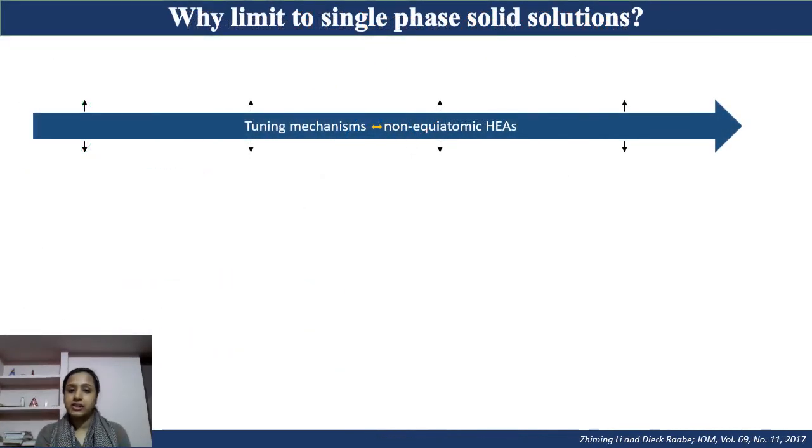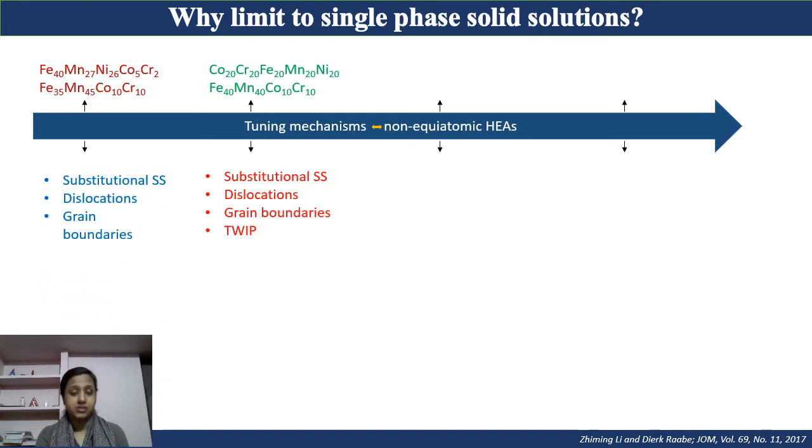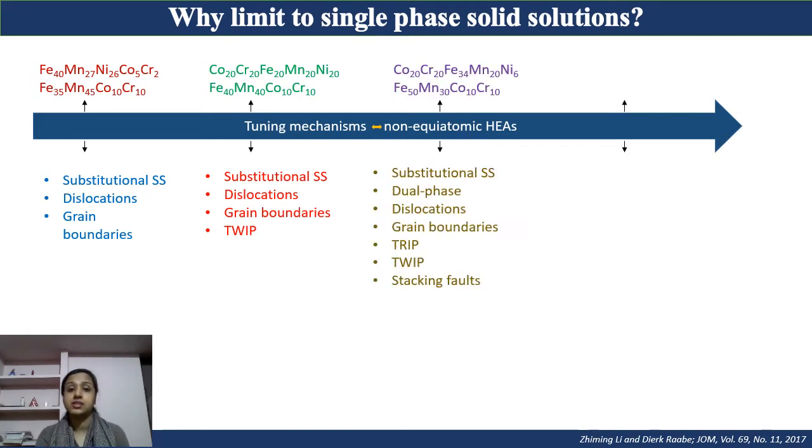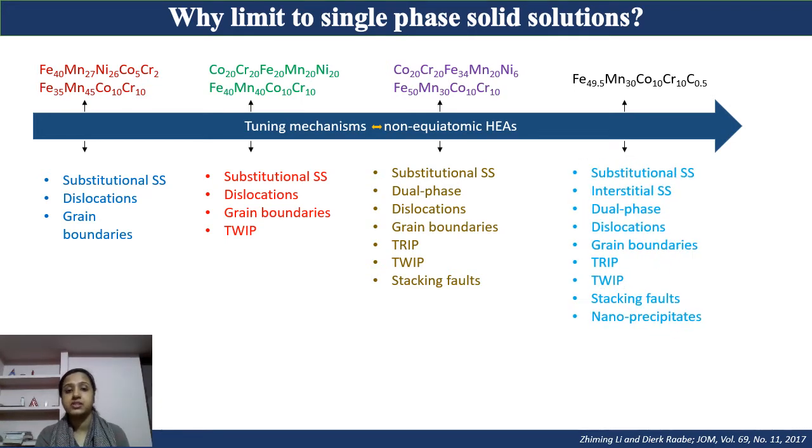Now, when they started, it was limited to single phase solid solutions, but people discovered that if we limit ourselves to single phase solid solutions, we will be limiting the strengthening mechanisms as well as the strain hardening ability of the material. So people with time discovered that it's not just the entropy that determines the single phase solid solution, and we have other parameters that also affect the phase stability of the material. So people started working on non-equiatomic compositions, and they discovered that there are many more strengthening mechanisms that can be introduced, and also the strain hardening ability can be increased a lot.